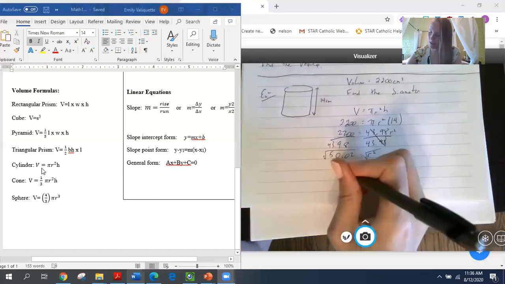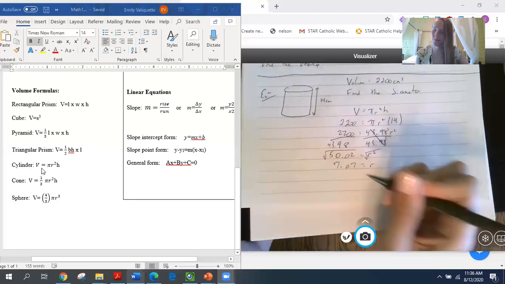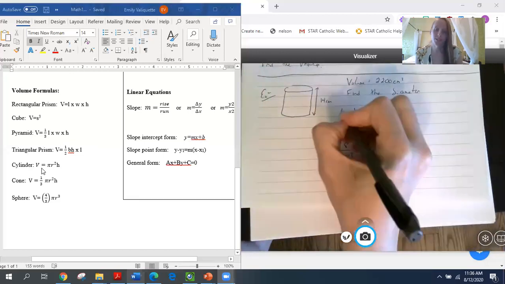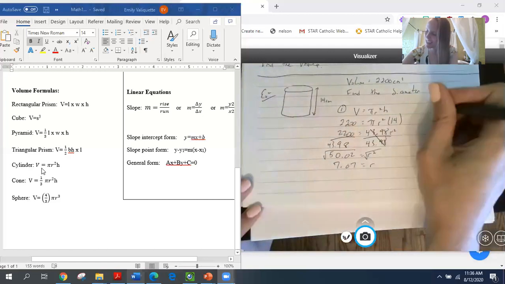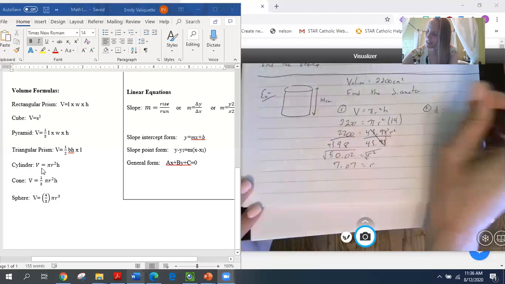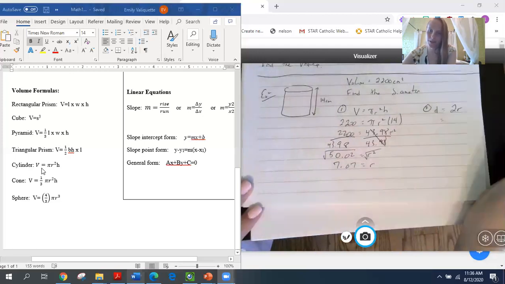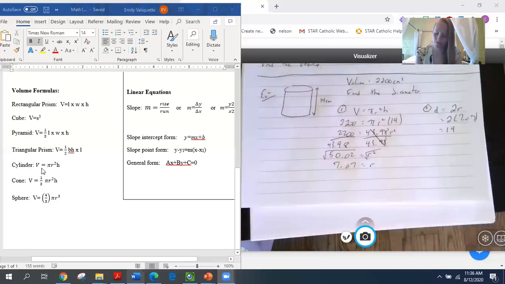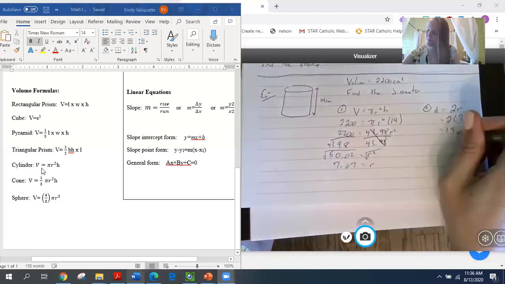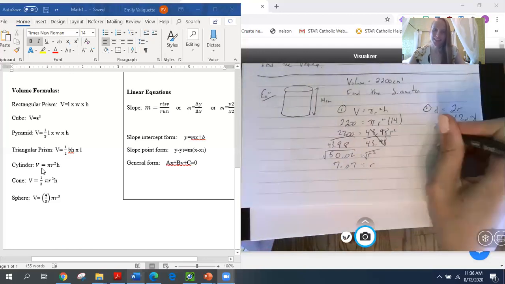And I get 7.07. So that was my first step, was to use my volume formula, plug in my known values, solve for the unknown. That got me the radius. Because it's asking for diameter, my last step is just going to have to be to multiply the radius by 2. That's how we get diameter. So 2 times 7.07 will be 14.14. Is that true? Yes. Okay, and that would be your final answer.